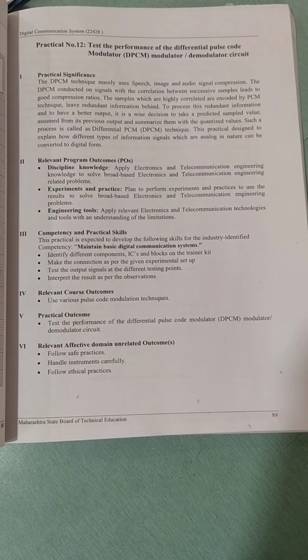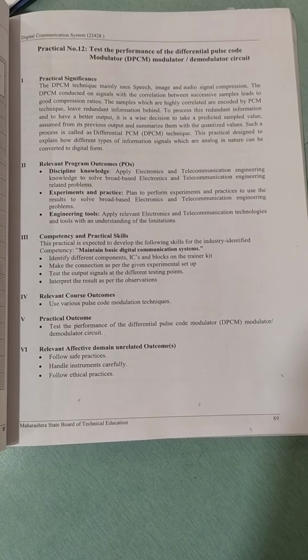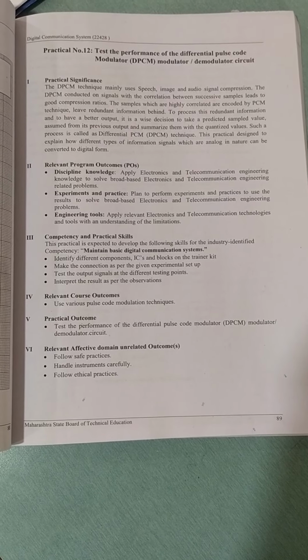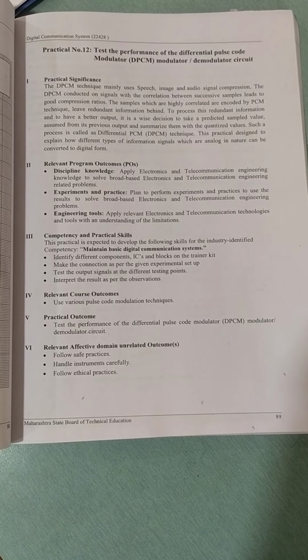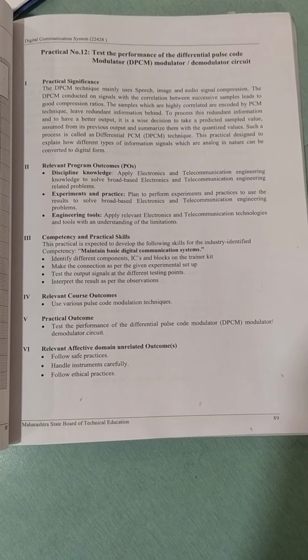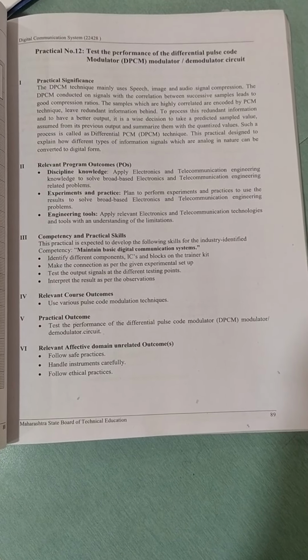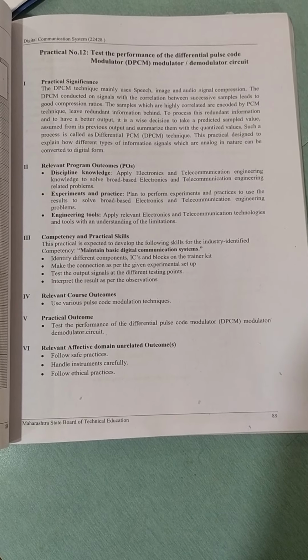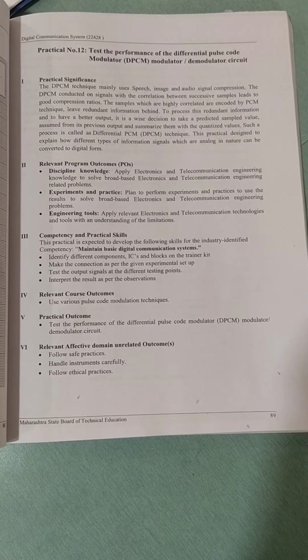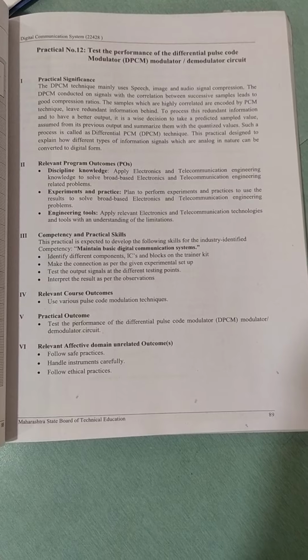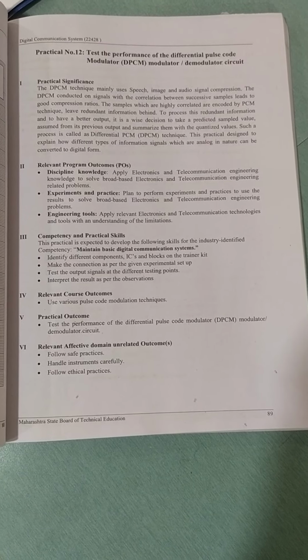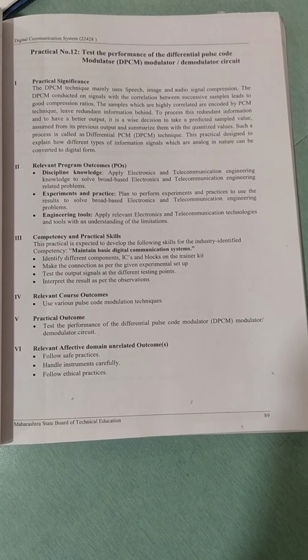This practical is designed to explain how different types of information signal which are analog in nature can be converted into digital form, meaning in that we can provide an input information signal which is in the form of an analog signal, and we have to convert that signal into digital form, meaning 1-0 form.